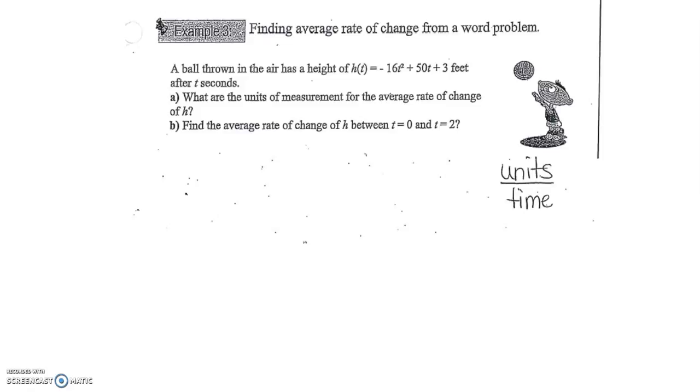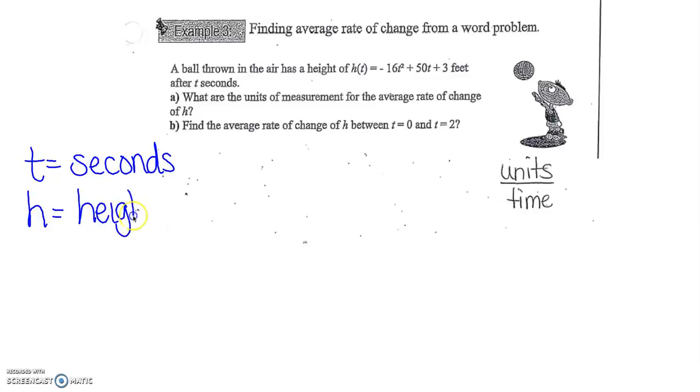All right, so now this time we have a word problem. And it says, finding average rate of change from a word problem. A ball thrown in the air has a height of h of t equals negative 16t squared plus 50t plus 3 feet after t seconds. What are the units of measure for the average rate of change of h? So it tells me here that t equals seconds. So h would be the height. Right? And then the height is going to be measured in feet.